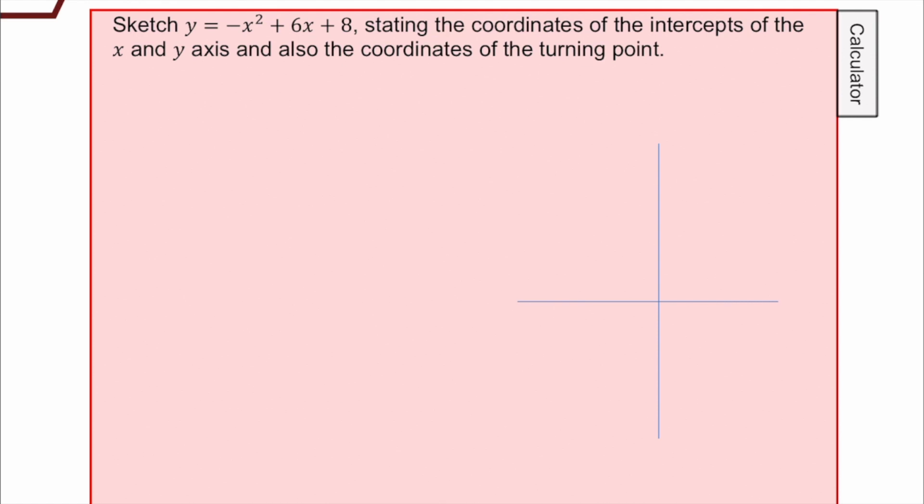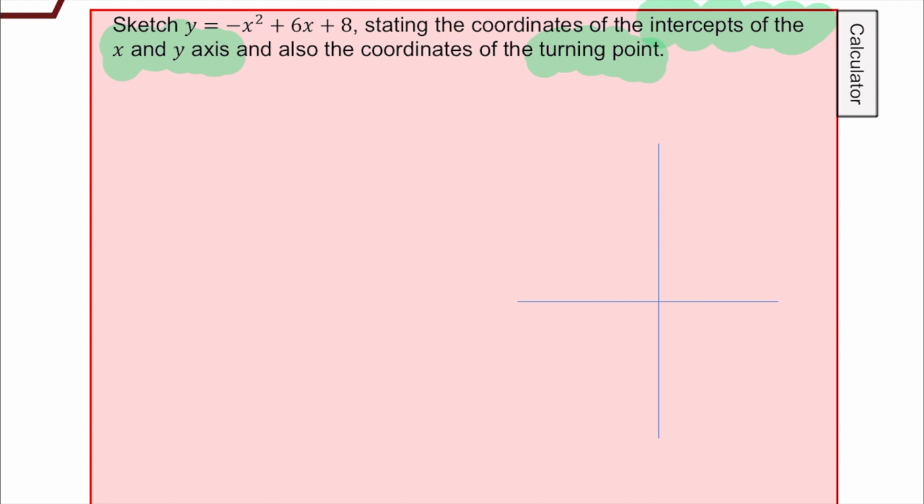Okay, and the final part of sketching our quadratics is where you have a negative squared term in there. So if you have a look at this first equation, it's a minus x squared rather than a positive x squared. We still need those three pieces of key information though. We want our turning point, and we want our intercepts with the x and y axes as well. So let's start by getting the roots, the intercepts with the x-axis.